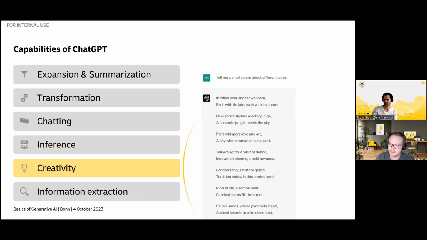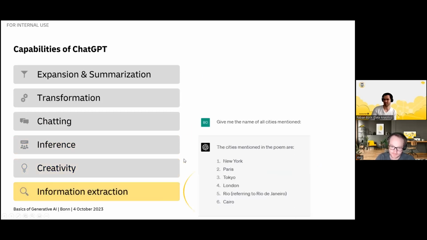Okay, creativity. Yeah, that is what I already mentioned with the poem. It's quite good, especially GPT-4 is very good with rhyming, even rhyming poems. And information extraction: you can give it some text and then retrieve only some elements of it. Or if you have, I don't know, a log file from a computer, for example, you can ask it, just give me the parts which are important to me.